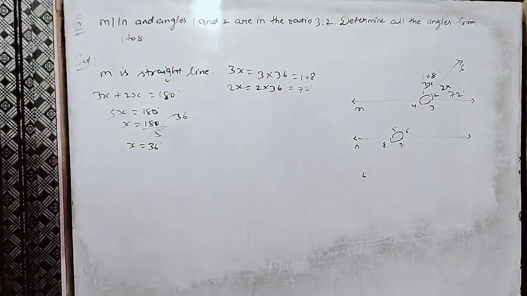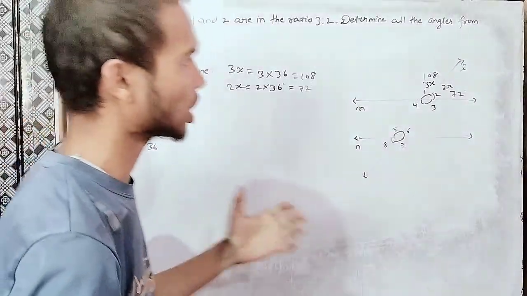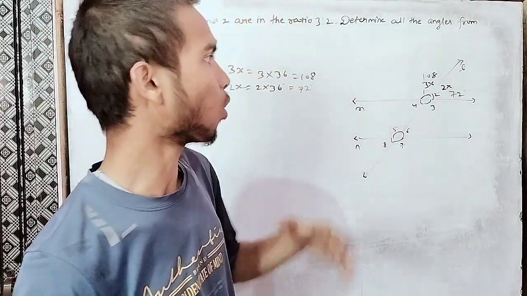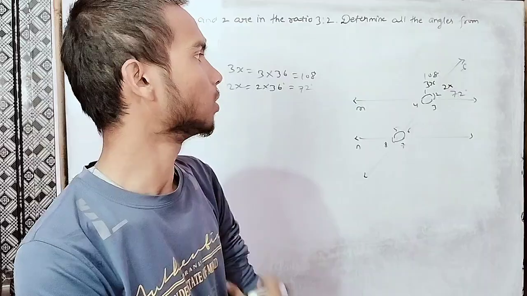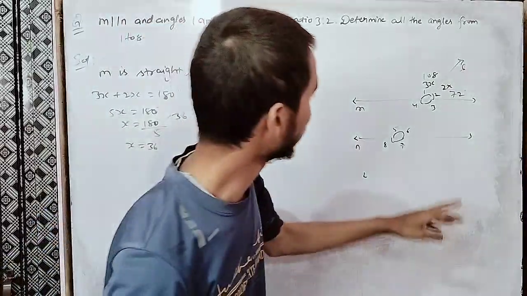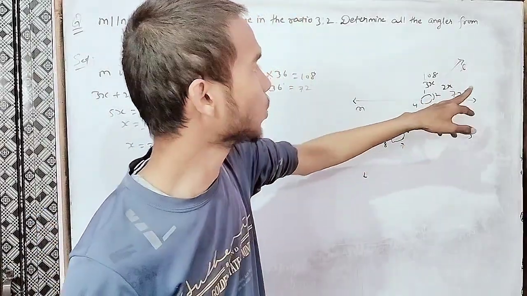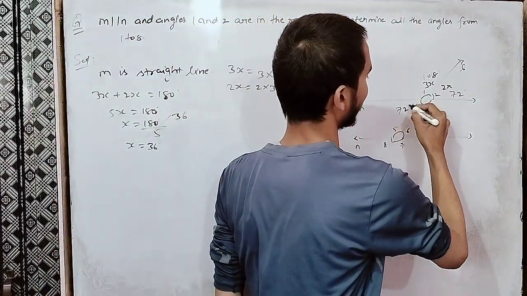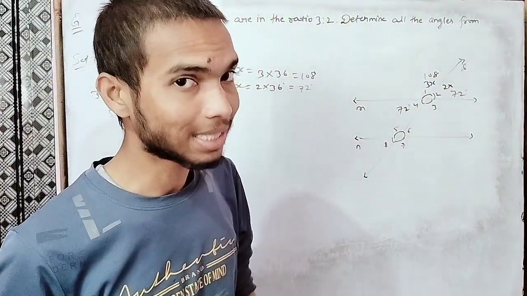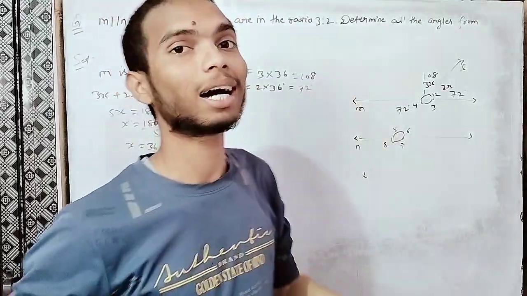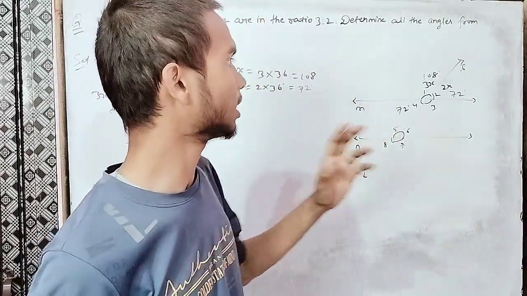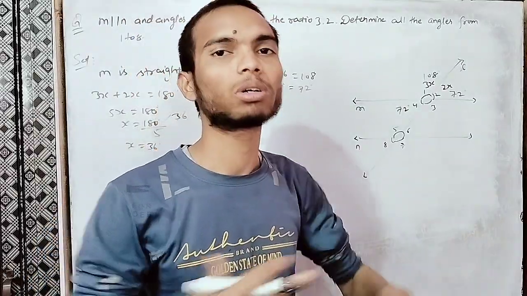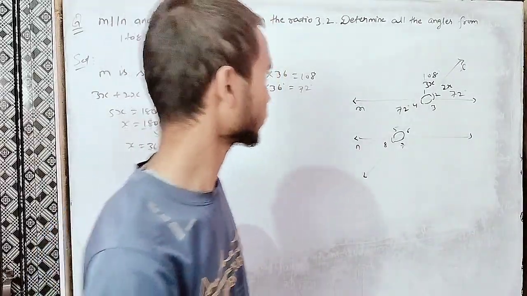Now we can easily say, by applying vertically opposite angles of parallel lines with a transversal line, here this is 72 degrees, so this would be how much? 72 degrees because of vertically opposite angles. We say this easily because parallel lines cannot intersect each other.